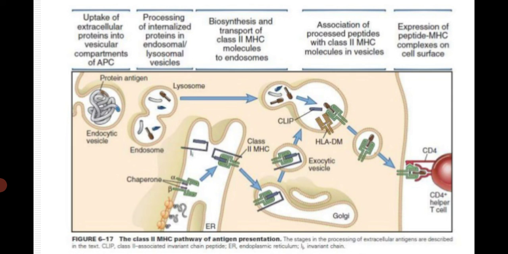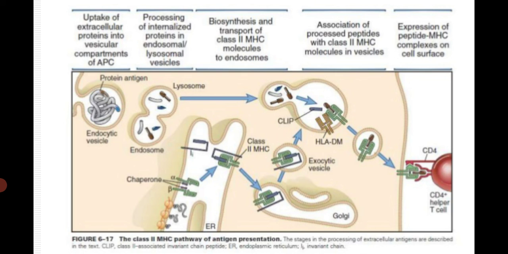and the invariant chain is replaced by CLIP, the CLIP is further replaced by an antigen, and a complex of class 2 molecule and peptide antigen is formed, and it gets transported through the Golgi network to the cell surface and presented to the CD4 plus cell or T helper cell.